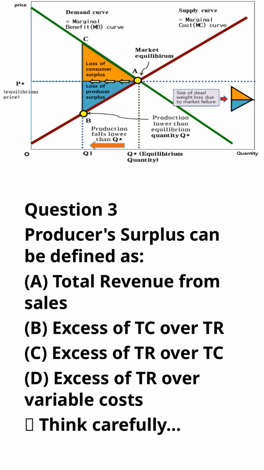Producer's surplus can be defined as the difference between what producers are willing to accept and what they actually receive, or more simply, the extra benefit producers get when they sell at a market price above their minimum acceptable price. Throughout this presentation, keeping these concepts clear helps us understand how producers make decisions and how the market functions. So remember, the core idea here is that producers' surplus measures the benefit producers gain when market conditions favor them. It's a key part of understanding overall economic welfare.